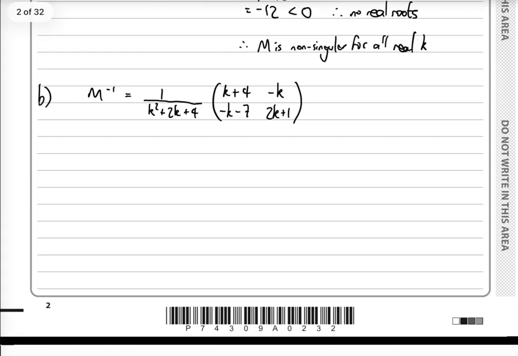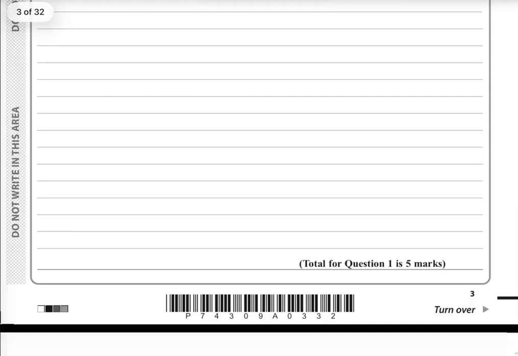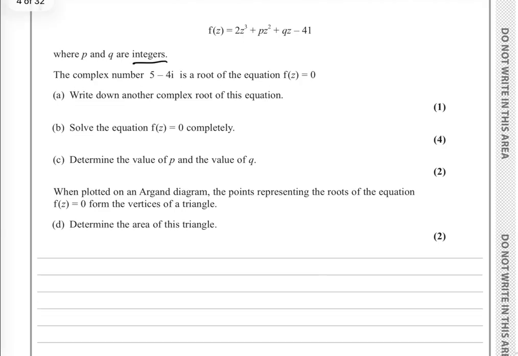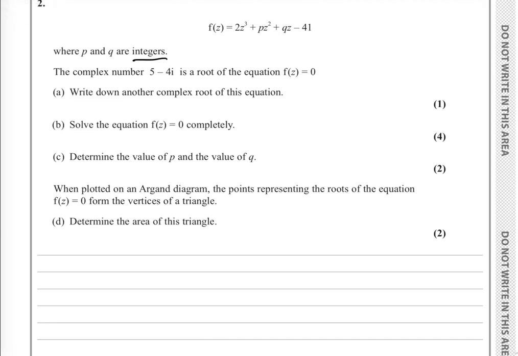On to question number 2. Here we've been given a function of z where p and q are integers. The complex number 5 minus 4i is a root of the equation f of z equals 0. Write down another complex root of this equation. Straight away we know that the complex conjugate must be a root. So 5 plus 4i is also a root of that equation.